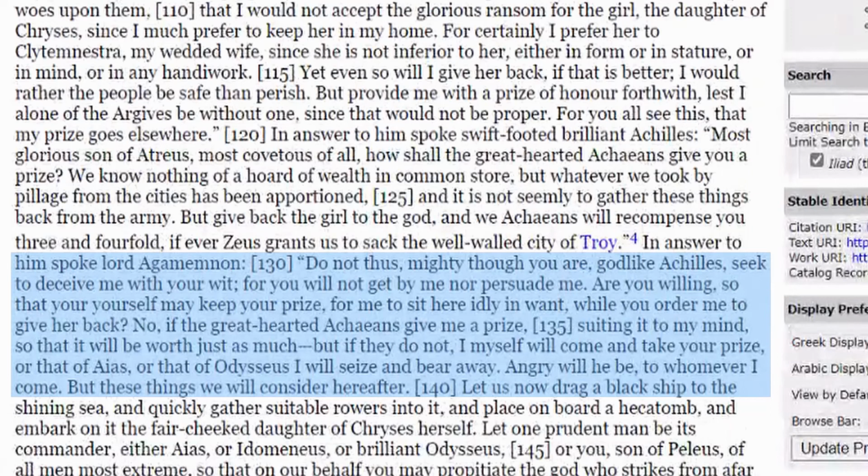But this makes him angry, even more angry, and he says, "Do not thus, mighty though you are, godlike Achilles, seek to deceive me with your wit." So he thinks Achilles is being clever and saying, oh yeah, we'll give you everything you want once we sack Troy. No. You're not going to get by me. You're not going to persuade me. You want me to just sit here while you keep your prize and you order me to give her back? It's like, no, that's not how it's going to be. And then he throws his weight around.